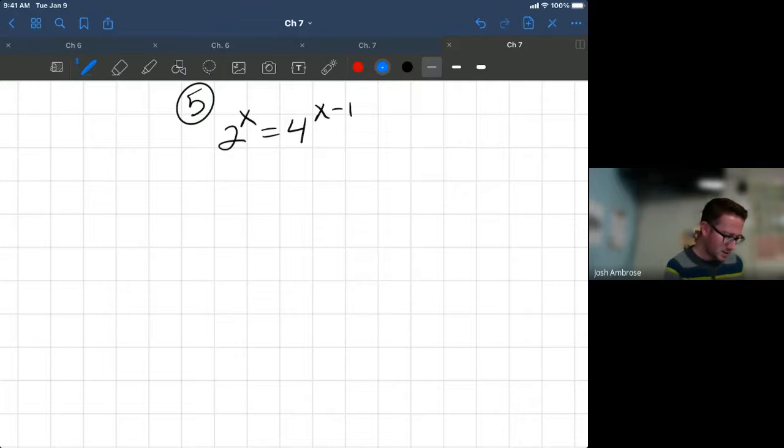Okay, all right, this is going to be another one where we have to create the same base. Notice here's our base, it's a 2. There's our base, it's a 4. I can make the 4 become a 2. This one works, all right?